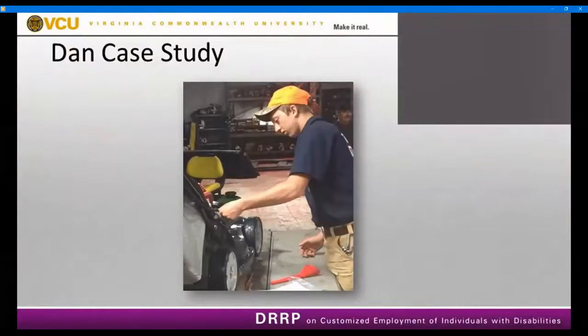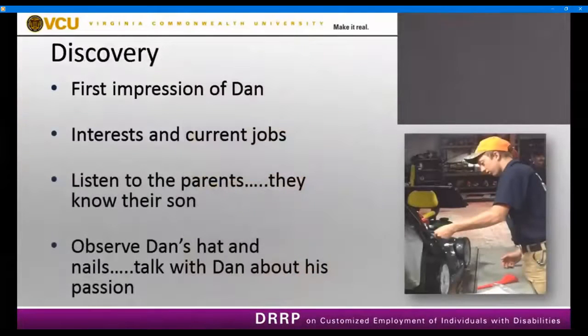Dan loves small engines. The dirtier he can be, the better. That was my first indication that this was a great place to look for Dan. When I first met him, he came to the kitchen table in his family home dressed in his Carhartt pants with his camouflage sweatshirt and John Deere hat.